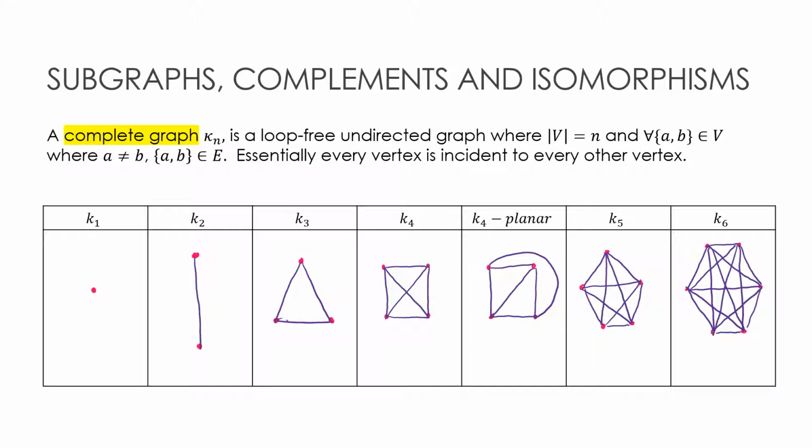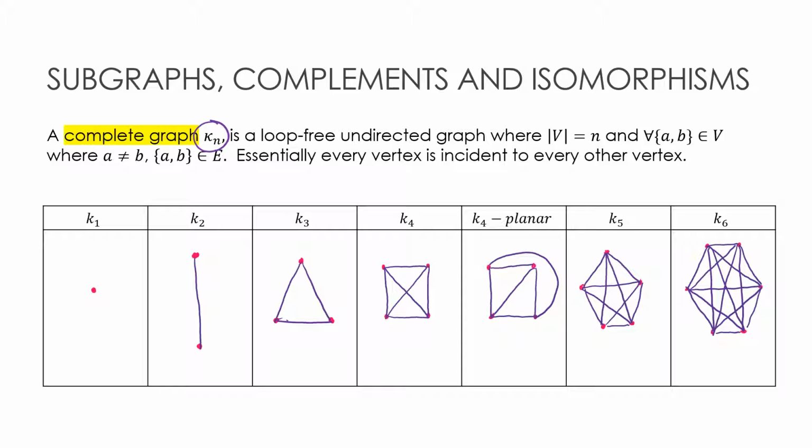Let's shift away from subgraphs for a moment and revisit a complete graph. We talked about what a complete graph was in section 11.1, and we essentially said it's an undirected graph that's loop-free where every vertex is connected to every other vertex. And essentially that's what it is. I want you to note the way that we're going to denote this.